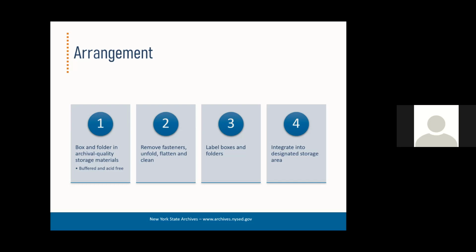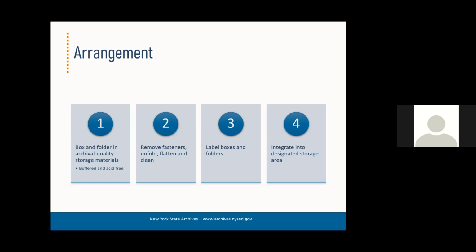First of all, you want to make sure that these records are boxed and foldered in archival quality storage material. This means they're buffered and acid-free. This is going to make sure that the folders and boxes themselves will not damage the records. Now, not all records need archival quality material, but historical records do, because those need to be kept permanently. Those need to be kept for a very long time. So you want to make sure you have the right boxes, the right kind of folders.